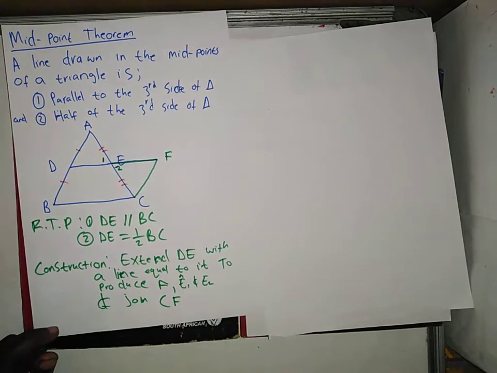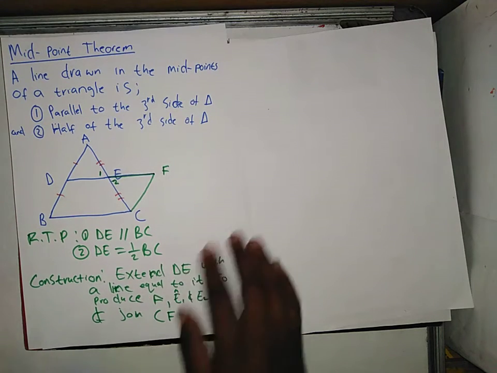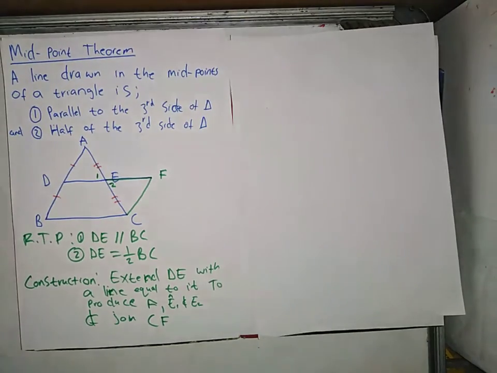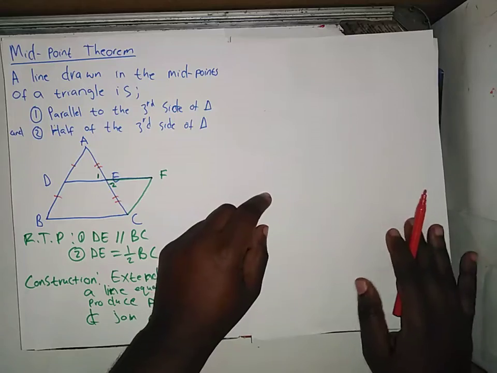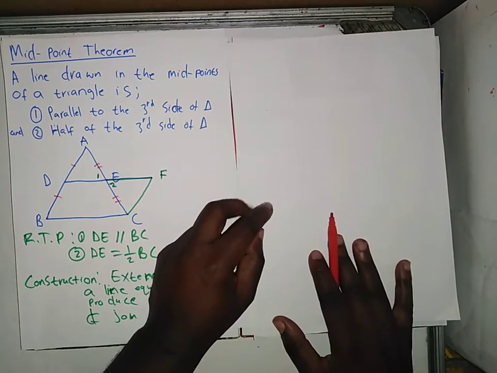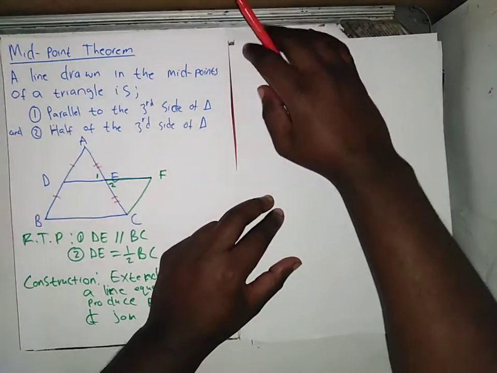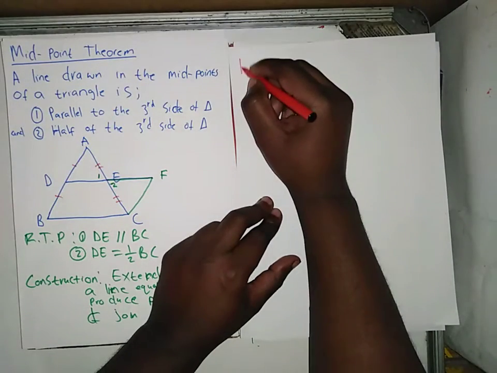Okay, lovely. Can you see? Join C, F. So this is the construction that you do in order to be able to prove what you're supposed to prove. Now let us go ahead and see if we can prove successfully. So, proof of this theorem.